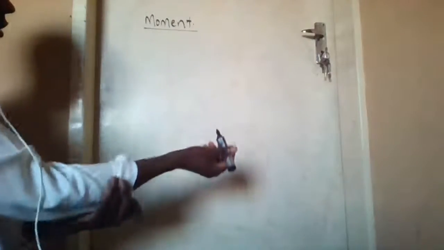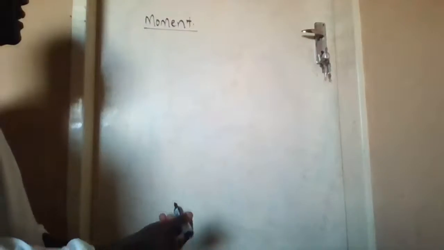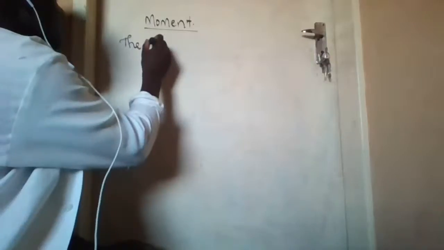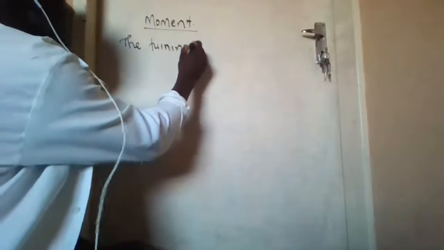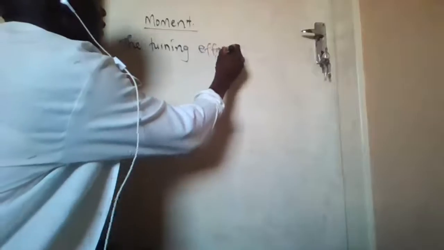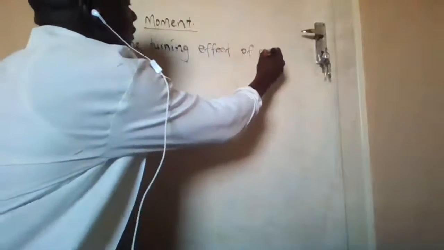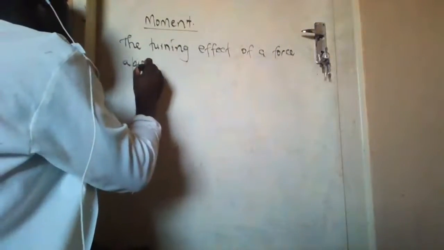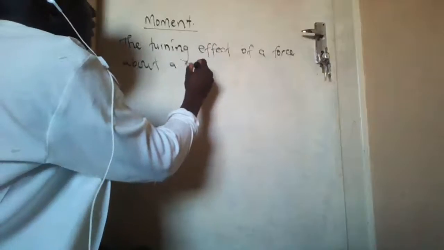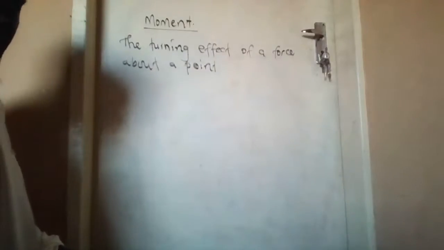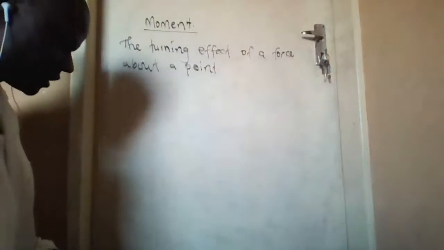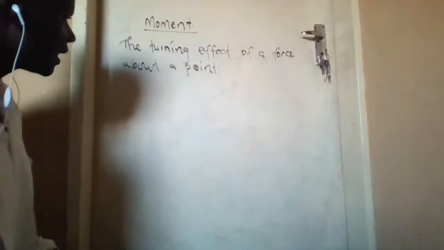So, what is moment? Moment, in simple terms, is the turning effect of a force about a point. Yeah, that's a simple definition that I can give for moment. I'm saying moment is the turning effect of a force about a certain point.